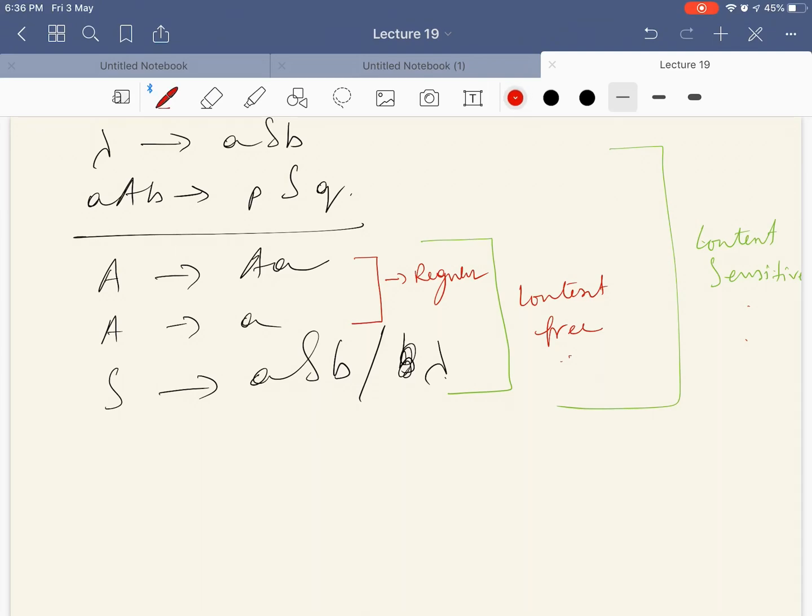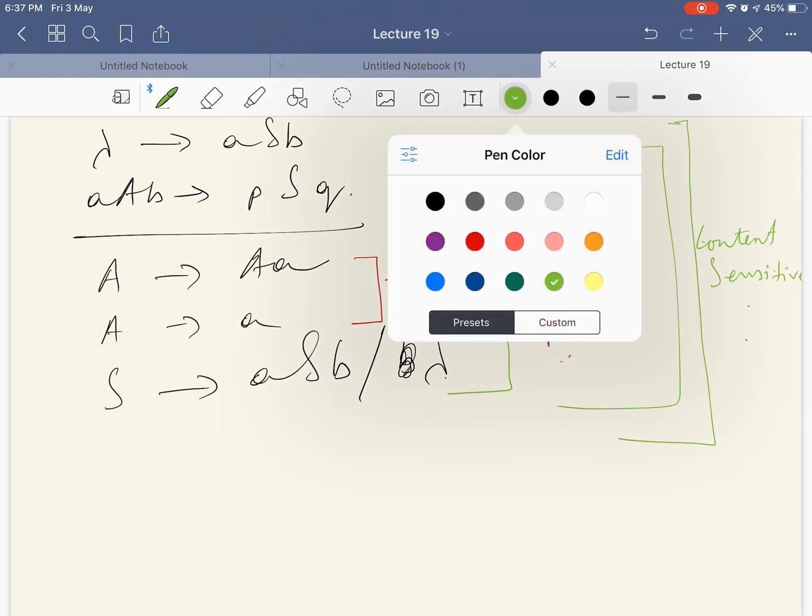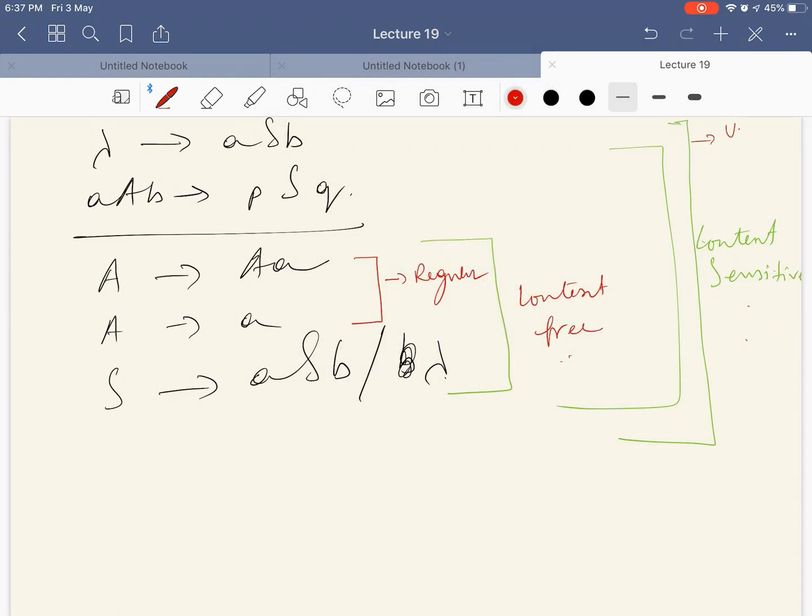So if I broadly write it down, then this entire thing is called recursively enumerable language or unrestricted language. Now unrestricted language is sometimes called type 0 language. This one is type 0. Context sensitive is called type 1. Context free is called type 2, and regular is called type 3.